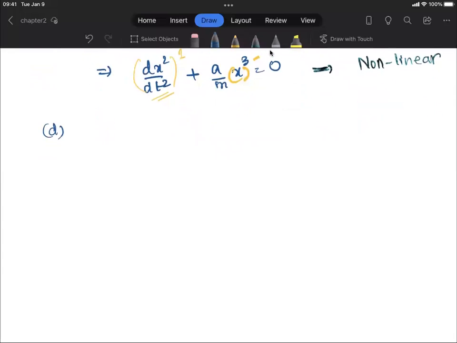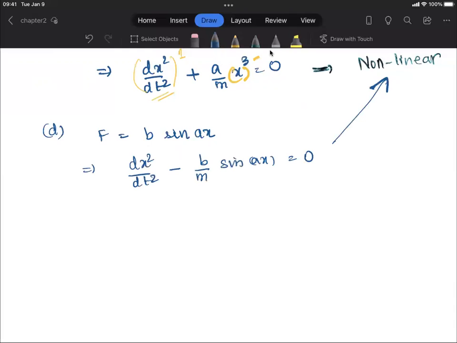In part D, F is equal to B sine of A x. So this is still nonlinear because we have a sine function of x, and it's not just x, but x is actually an argument in a sine function. So this makes the equation nonlinear.